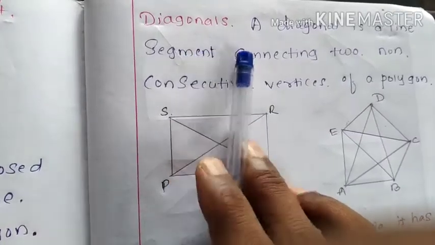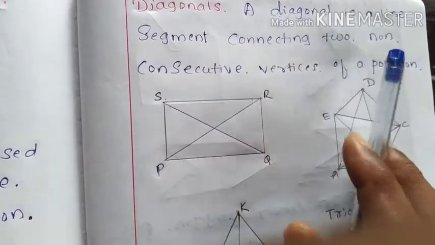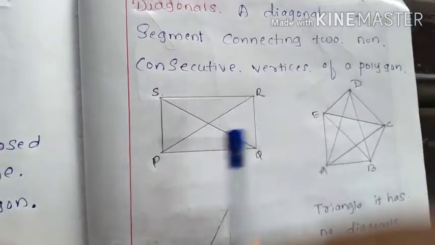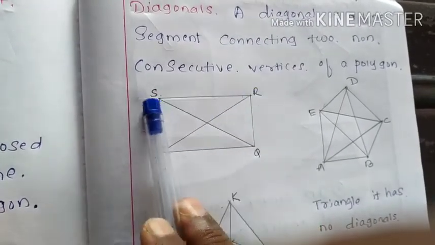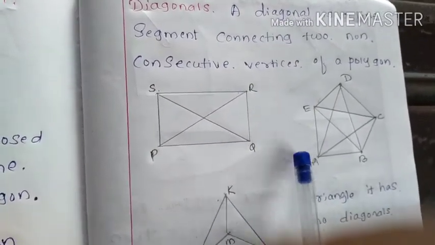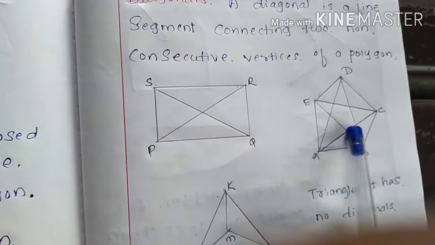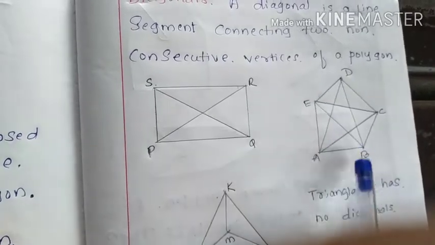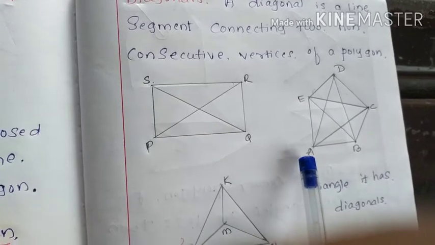So next, diagonals. A diagonal is a line segment connecting two non-consecutive vertices of a polygon. So this is one rectangle here. So these are the diagonals. This is PR and SQ. Okay. So in this given polygon, the diagonals are AC, BE, AD, and BD. So these are the diagonals.